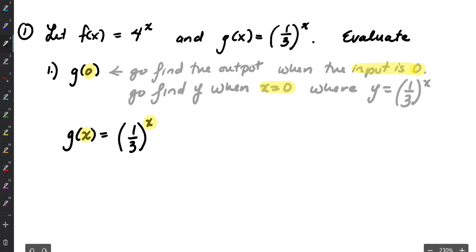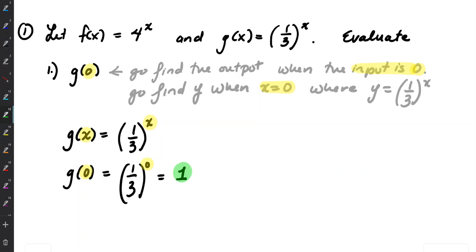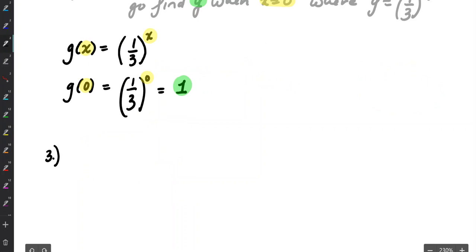So G of 0 is 1/3 all to the 0, which in fact is equal to 1. There's our answer, 1. We found the output. We found the y when x was 0 on this rule, the G rule. Okay, let's do another one. Actually, before I do, I think I'll just write answer. I think that's helpful. G of 0 is 1.